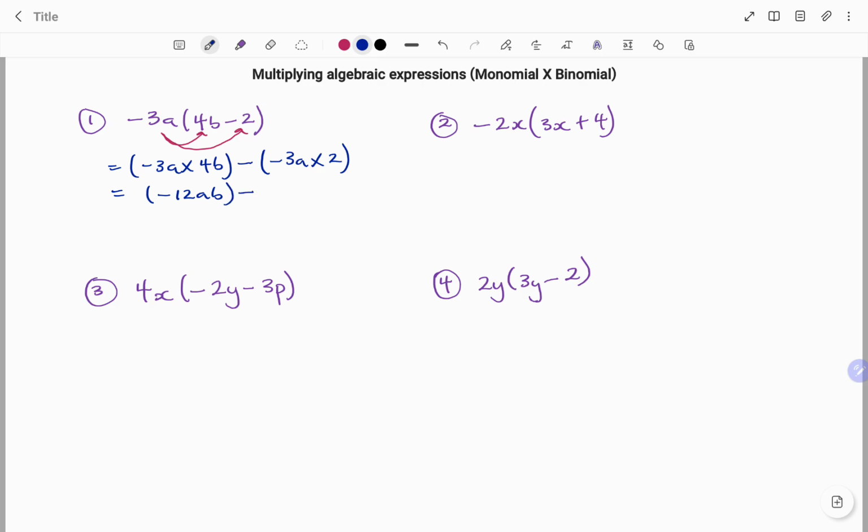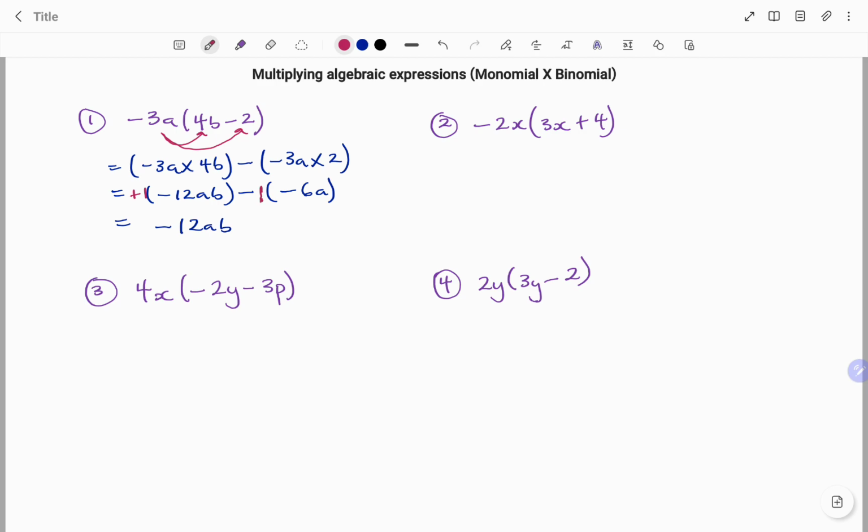I still have my minus. Then simplifying the second bracket, I have minus 3a times 2, that's minus 6a. Taking out the bracket, I have an invisible plus 1 in front of this bracket, which I can ignore. Multiplying the contents of the brackets will leave it as it is, so I still have my minus 12ab.